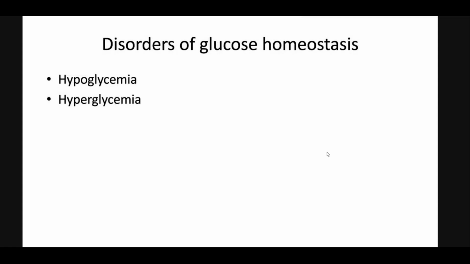Okay, now we will try to correlate the physiology of glucose homeostasis with the disorders of glucose homeostasis from the physiological viewpoint. From the exact pathology, you will discuss its causes and the chronic effects in pathology. For now, we will just try to understand the mechanism from the physiological viewpoint. Disorders of glucose homeostasis, broadly, we can classify them as hypoglycemia and hyperglycemia. It is easy to remember. Hypo is related to decreased blood glucose level, and hyper is related to increased blood glucose level.